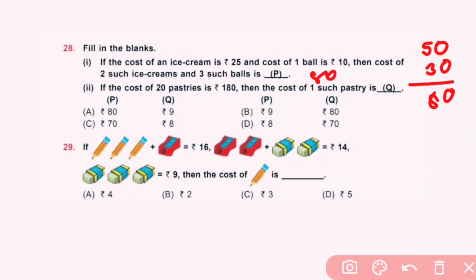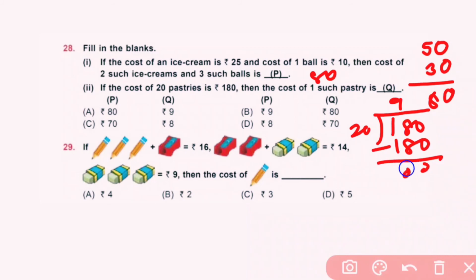Option 2. If the cost of 20 pastries is rupees 180, then cost of one such pastry is Q. So total cost is 180 and number of pastries is 20. So here we need to do division. So here 2 9s are 18, so 20 9s are 180. So cost of one pastry is 9 rupees. So Q is 9. So here A is correct answer.